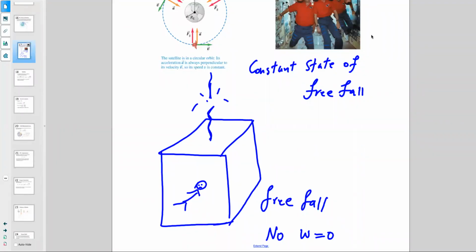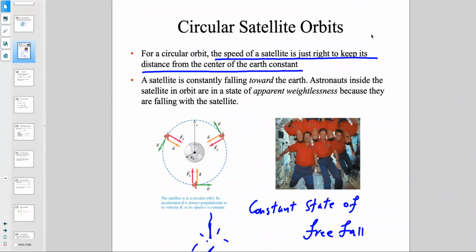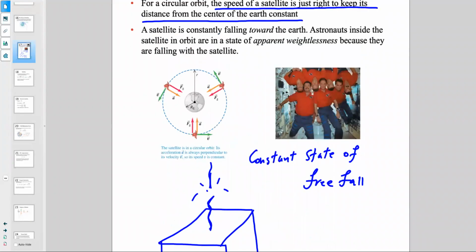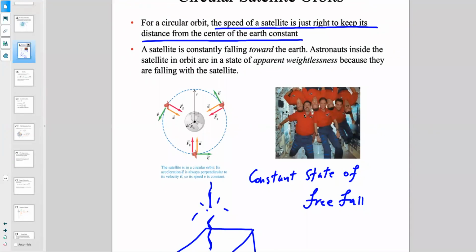In the last part of Part 1, we talked about how satellites are in a constant state of free fall. Or, the astronauts in the space station are in a constant state of free fall. That's why they don't feel any weight. They are in a state of apparent weightlessness because they are in constant free fall.